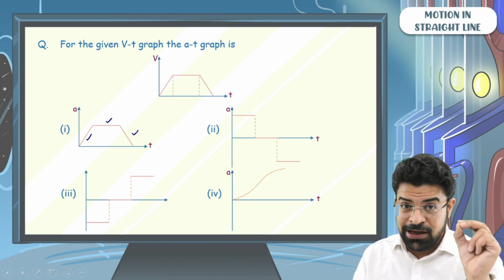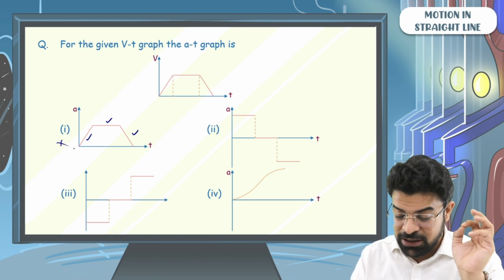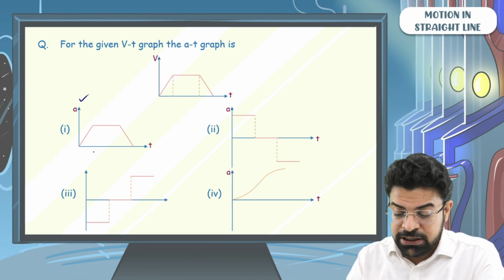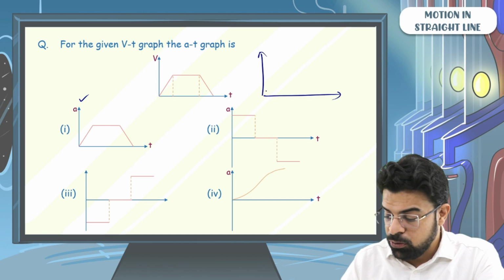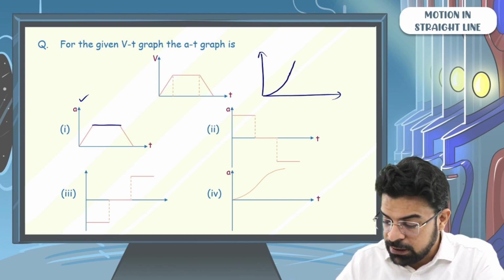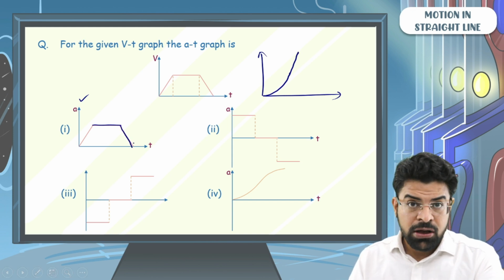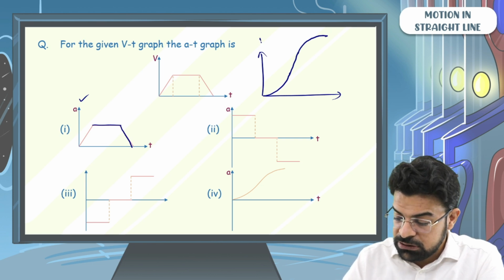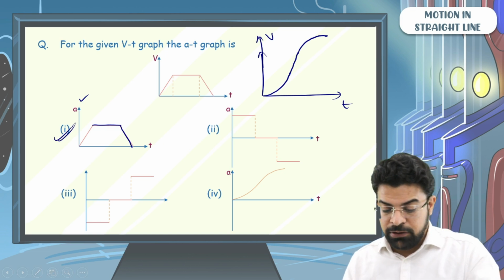So till the time acceleration is positive, velocity will continuously increase. So this can't be the answer. By the way, the graph of velocity time for this acceleration time will look like this. Acceleration increases, slope of velocity time increases. Acceleration is constant, slope of velocity time remains constant. Acceleration is positive and decreasing. The slope of velocity time will be positive and decreasing. So this is somehow how your velocity time graph will look for this acceleration time graph.